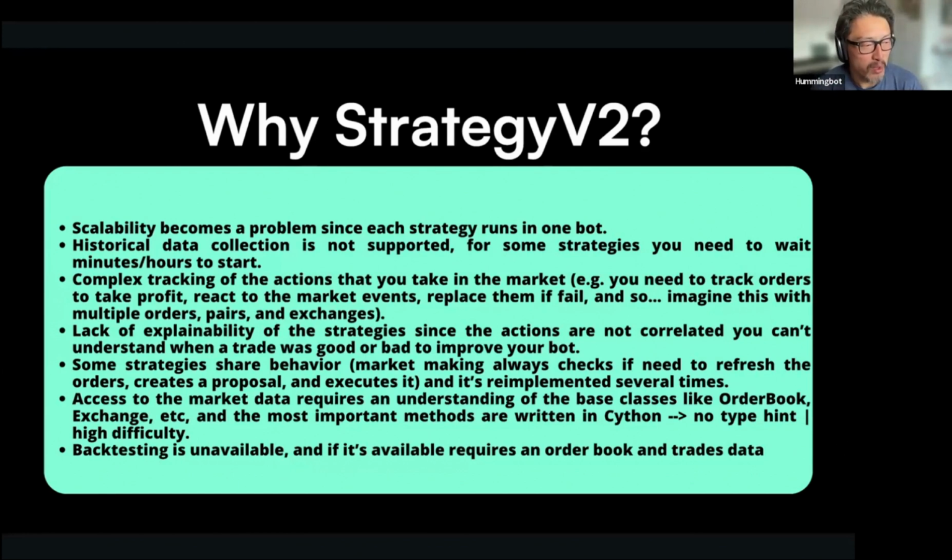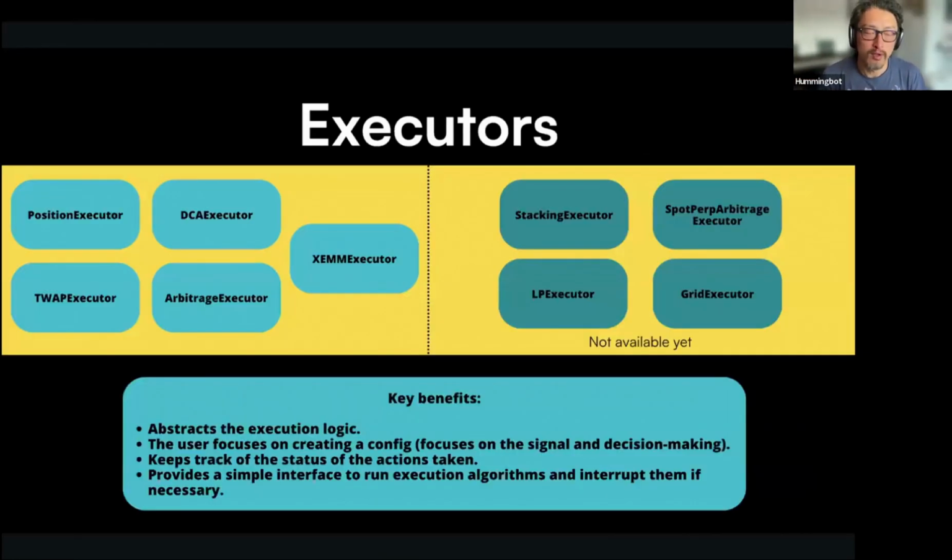So when we looked at this, we decided to take a fresh approach. We looked at the initial V1 Hummingbot strategies and saw what people were building, and we realized that if we wanted people to really customize and build their own things, you needed a higher level framework in order to do so. So that's really the motivation for the strategy V2 framework. So here's how it works.